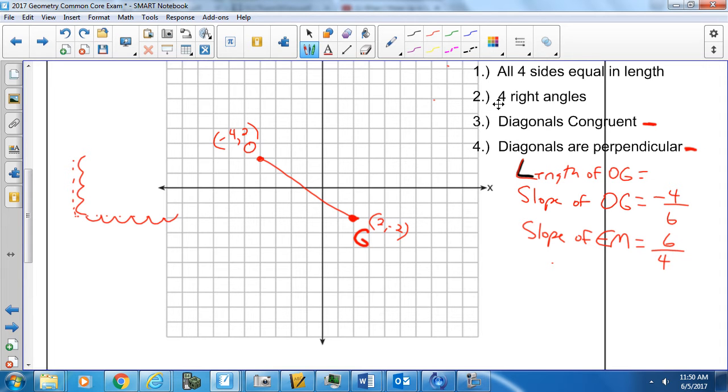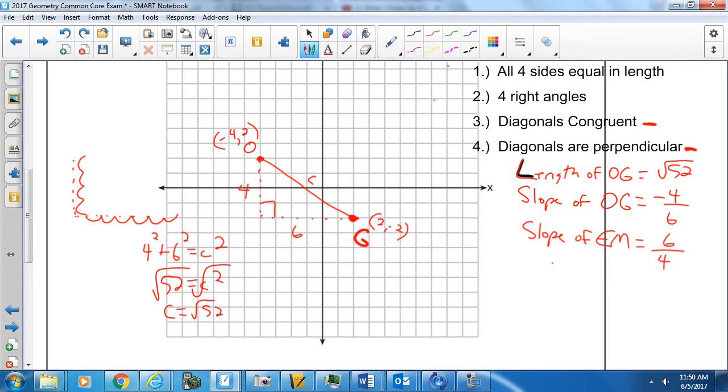All right, so we're going to use the same method we used for finding the slope. So we have 4, we have 6. It doesn't matter if it's negative when we're finding the length. We're just going to do 4 squared plus 6 squared is equal to c squared. Then you have 16 plus 36, so that's 52 is equal to c squared. And you take the square root, so c is equal to the square root of 52. So we know that the length of OG is the square root of 52.